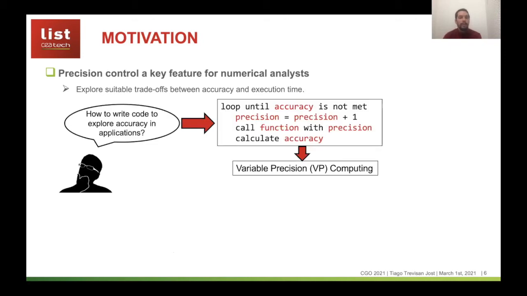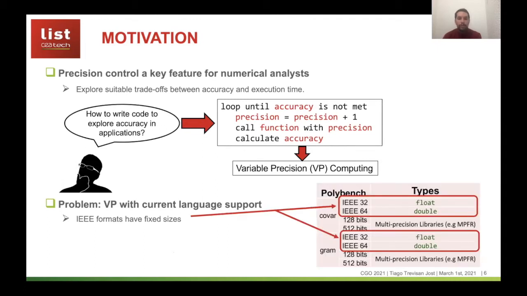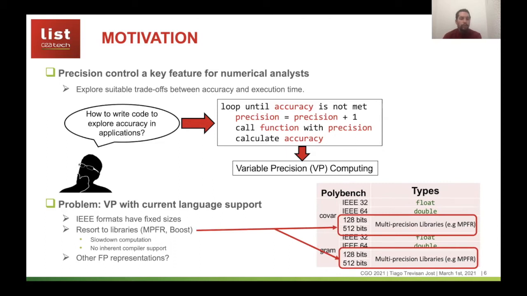But how can one write applications in order to explore accuracy? Well, one of the ways we have to do that is through variable precision computing. The problem is that variable precision computing is not currently supported in compilers and languages nowadays. Either we need to resort to IEEE formats that have fixed sizes, so for example IEEE 32 and 64, or we need to resort to libraries like MPFR and Boost, which are actually very slow and have no inherent compiler support. And in neither of those cases do we have a way to explore different floating point representations.